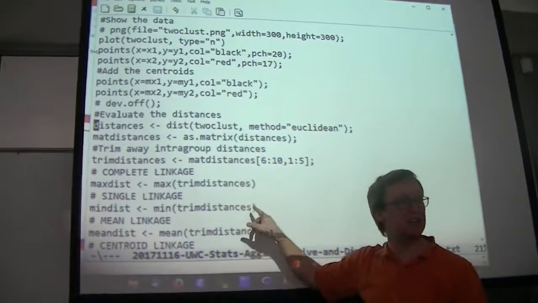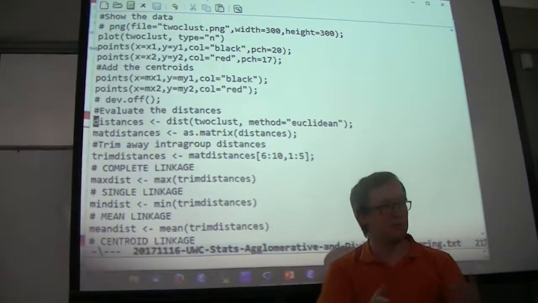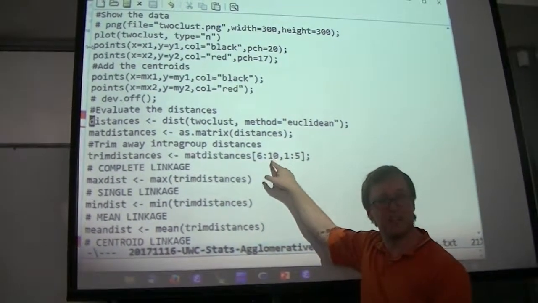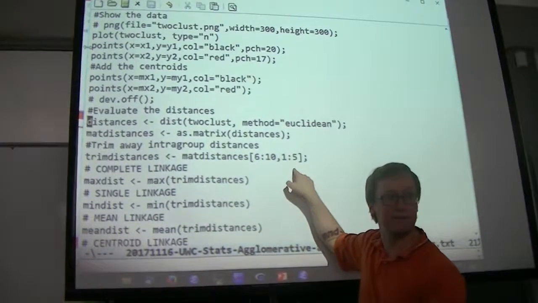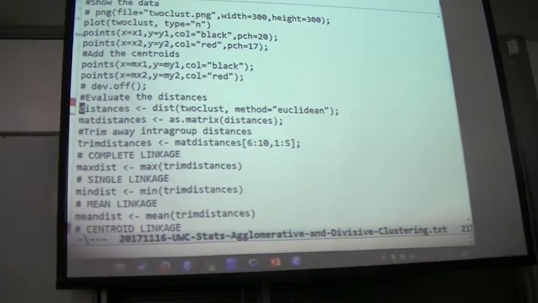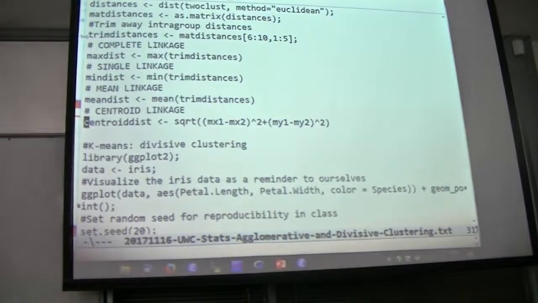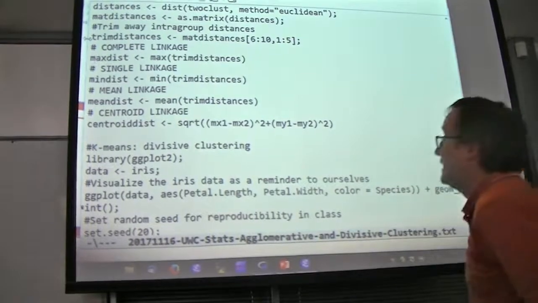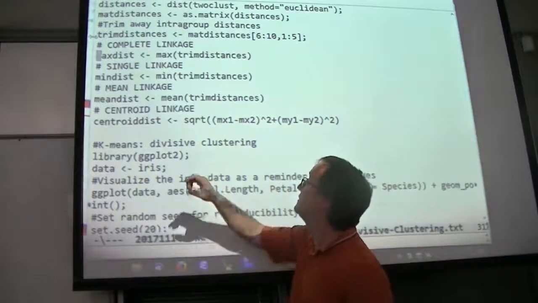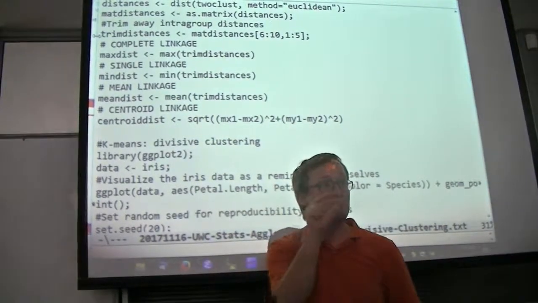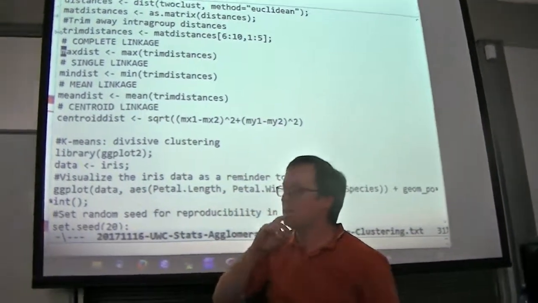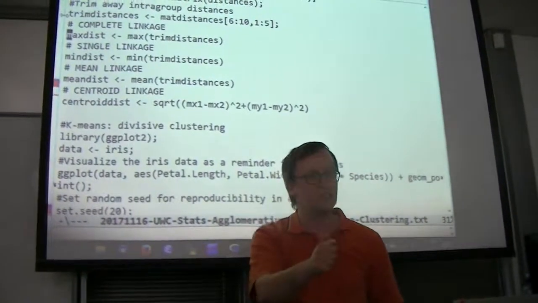I wanted to mention that because sometimes you must subset matrices. This example shows that we wanted to retain rows 6 through 10 and columns 1 through 5. This is a subset that I'm doing against that matrix. And then down at the bottom, you can see that I actually spell out what I'm trying to do. In the case of a complete linkage, I want to grab the maximum distance from that set. In the case of a single linkage, I want the minimum distance from that set. In the mean linkage, I need to have the average distance between those.